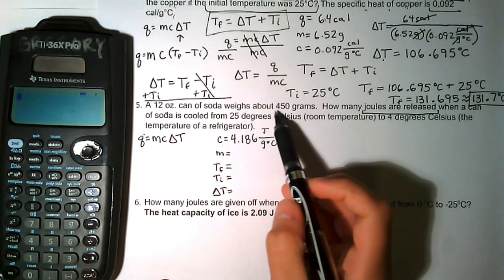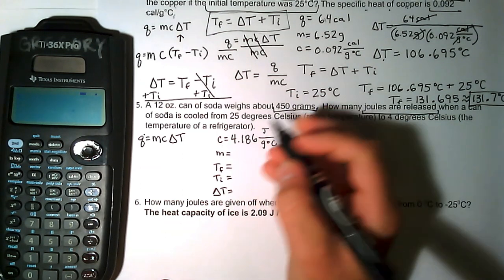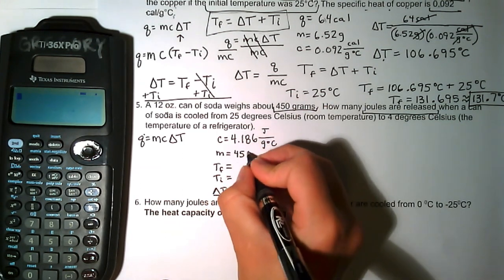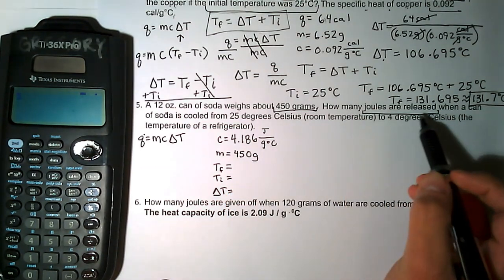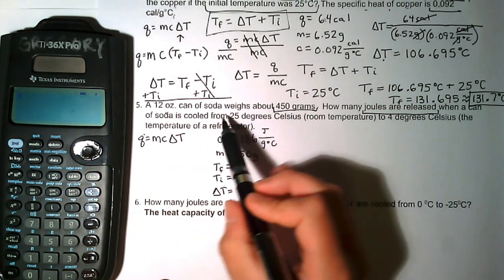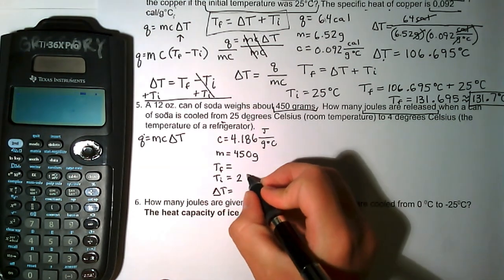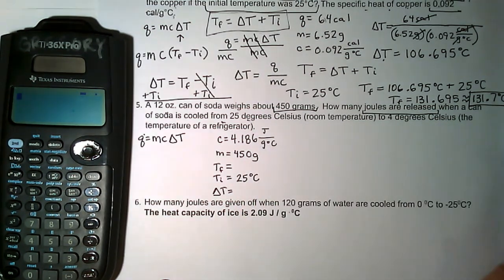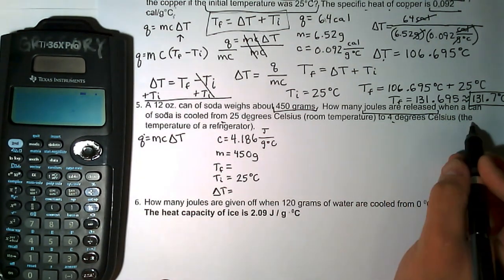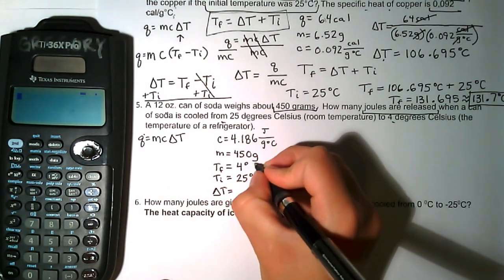A 12-ounce can of soda weighs 450 grams. So that's our M, 450 grams. How many joules are released when a can of soda is cooled from 25 degrees Celsius? So that is our initial temperature, where we're starting at, to 4 degrees Celsius. So that is our final temperature.